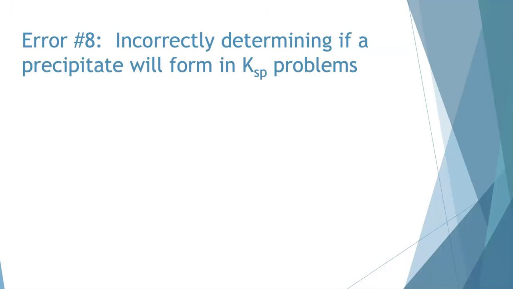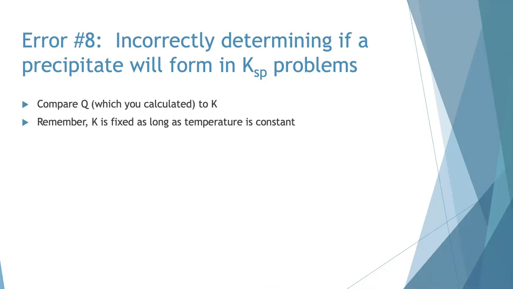We can go on to our next error, which is incorrectly determining if a precipitate will or will not form. So these are Q versus K problems. There are lots of different varieties of Q versus K problems in AP Chemistry. But to solve this correctly, or appropriately, you need to compare Q, which you've already calculated, to the value of K, which you were given.